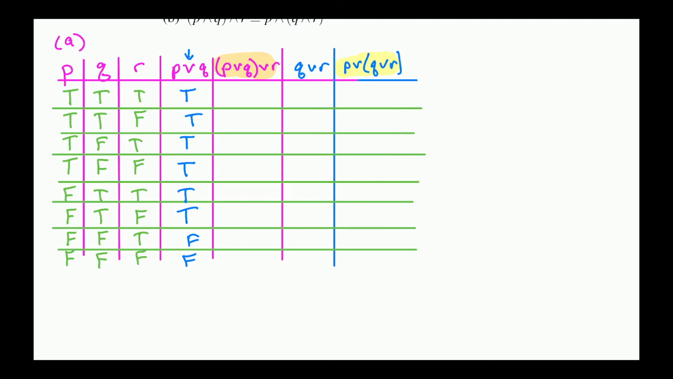Now once I have that column, then I need to do this column here. How am I going to do that? Well, it's going to be an or.